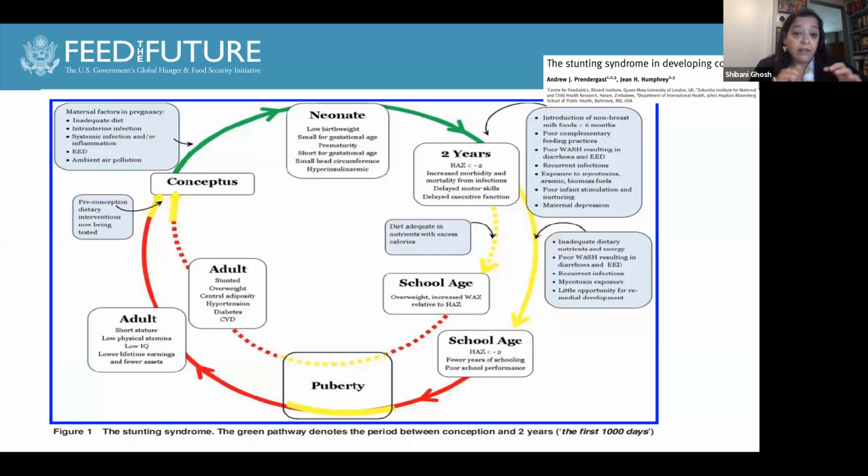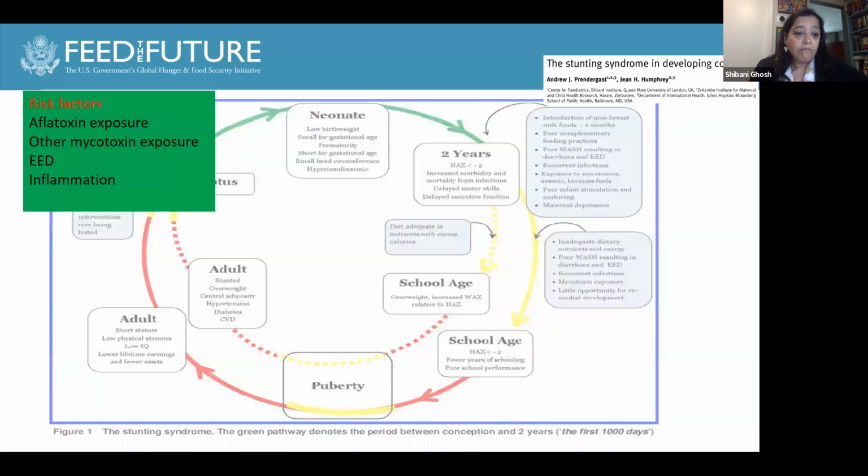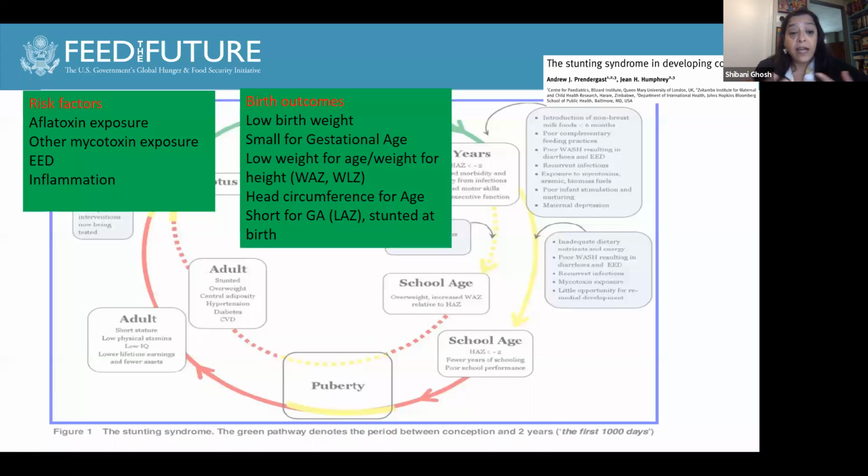What we've looked at is the area within the green markers, and I'll ask Grace to please click on the next slide. Thank you. And we've looked at risk factors in pregnancy, including aflatoxins and other mycotoxins. We've also looked at EED and inflammation, some of which Chris has already presented. Next, please. And their correlations and their relationships with birth outcomes.